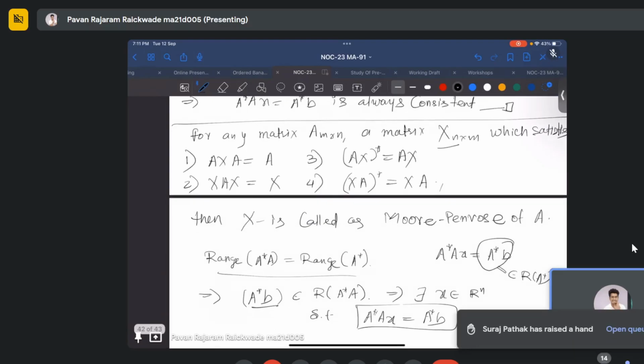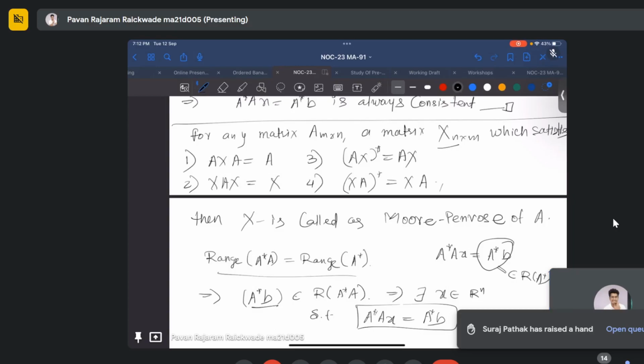Thank you, sir. Yes, Suraj Pathak, you have a doubt? You raised your hand. Yes, sir. The last topic, the Moore-Penrose inverse of A, where X is n cross m. What is X n cross m? That's the order of the matrix. So if A was 3 cross 2, then X will be 2 cross 3.